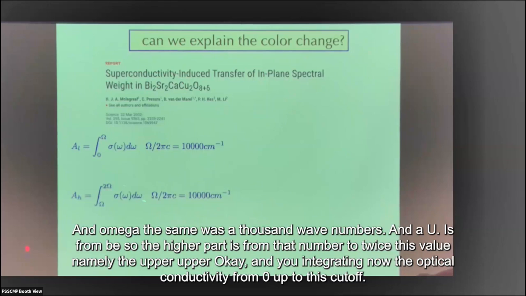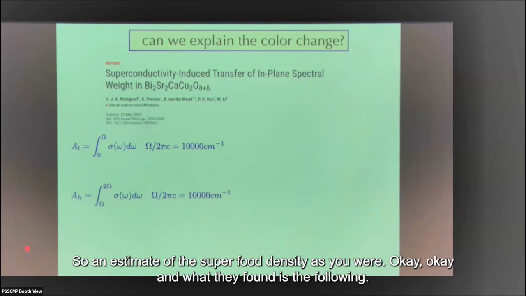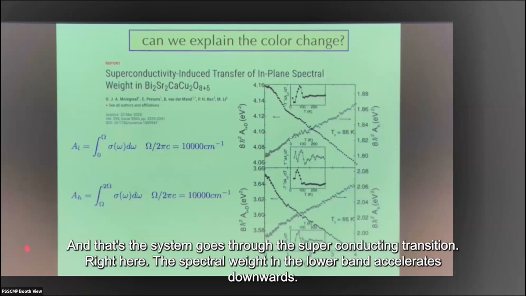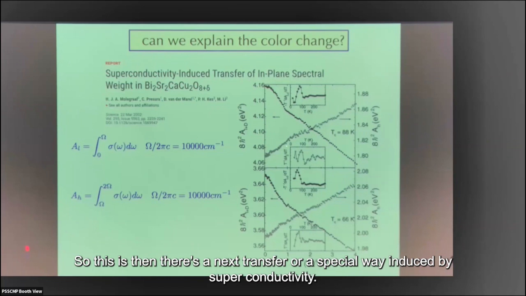And the higher part is from that number to twice this value, namely the upper Hubbard band. You're integrating the optical conductivity from 0 up to this cutoff. Integrals of the optical conductivity with the correct weights should give you the number of carriers in the system, so an estimate of the superfluid density, as it were. And what they found is the following: as the system goes through the superconducting transition, right here, the spectral weight in the lower band accelerates downwards, whereas the one in the upper band has a steeper rise. So there is a net transfer of spectral weight induced by superconductivity from high to low energies.